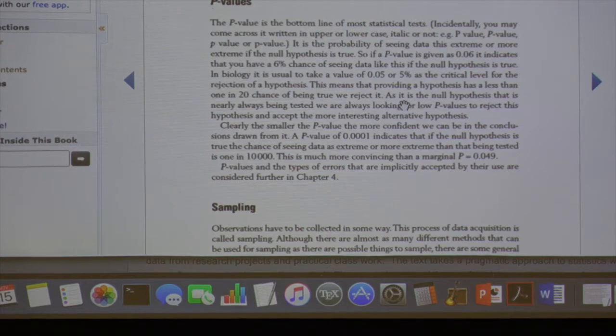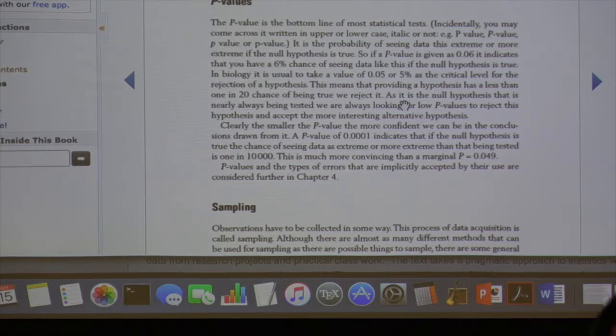0.06, it indicates that you have a 6% chance of seeing the data like this if the null hypothesis is true. In biology, it usually takes a value of 5%, a critical level, a 1 in 20 chance of being true if we reject it. As it is the null hypothesis that is nearly always being tested, we are always looking for low p-values. So let's go on and read this.